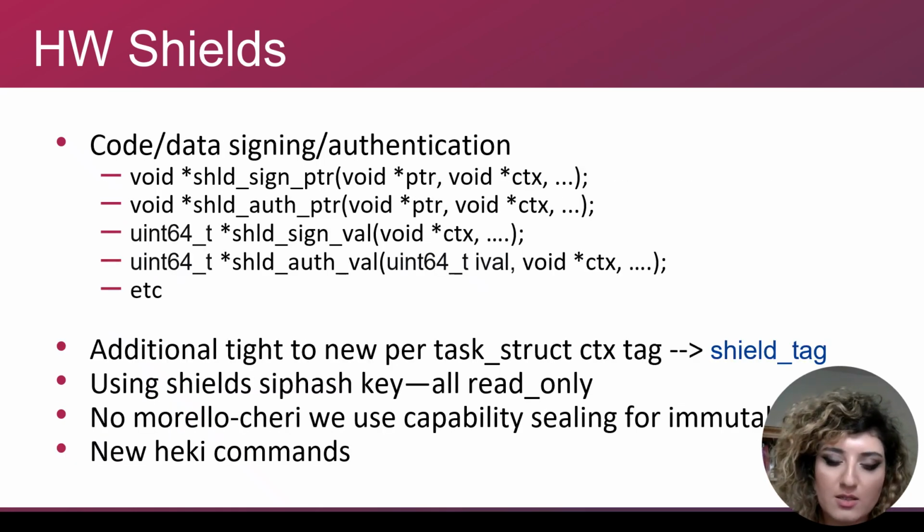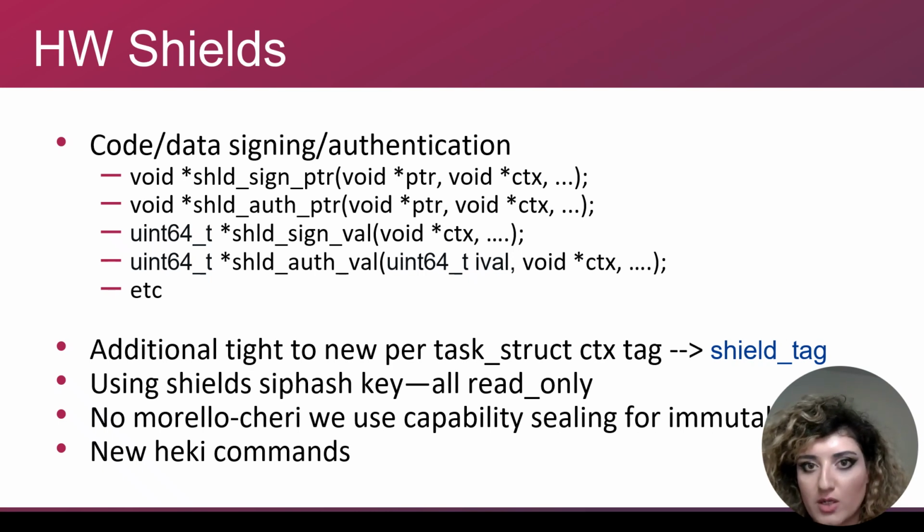The second primitive that we need for Shields is code and data signing and authentication, because isolation itself is essential. For example, for SELinux policies, we want to isolate the policy, but we also need an authentication mechanism to measure the integrity and make sure that this policy is not modified, and provide the proof for that.